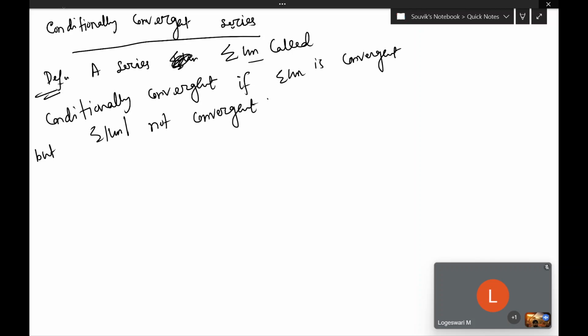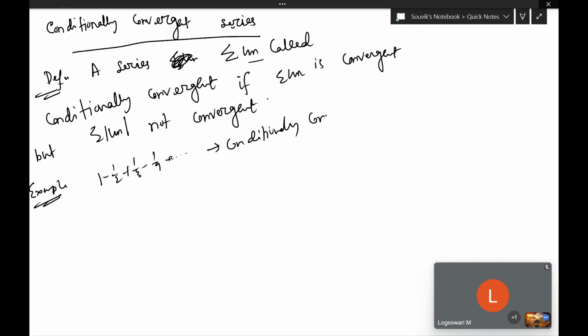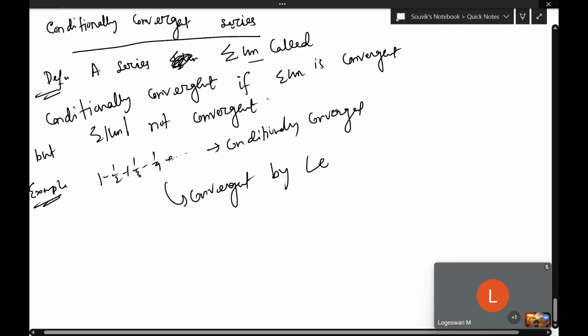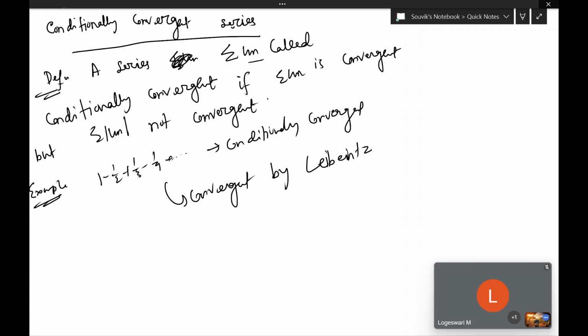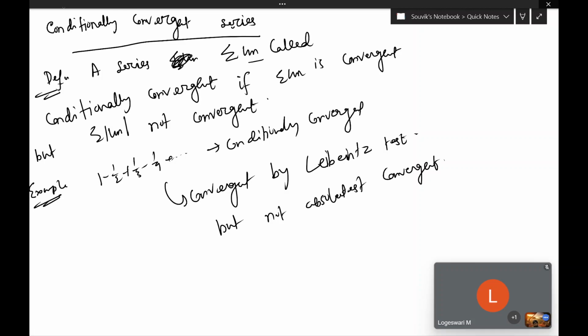So for example, 1 minus half plus 1 third minus 1 fourth and so on. This is conditionally convergent. Why? Because this is convergent by the Leibniz test, but not absolutely convergent, which we have seen in the last live session.